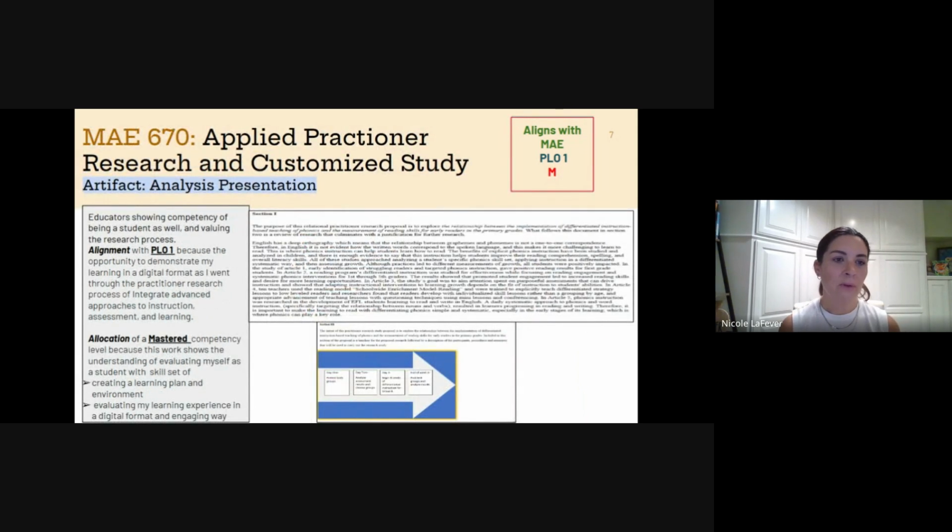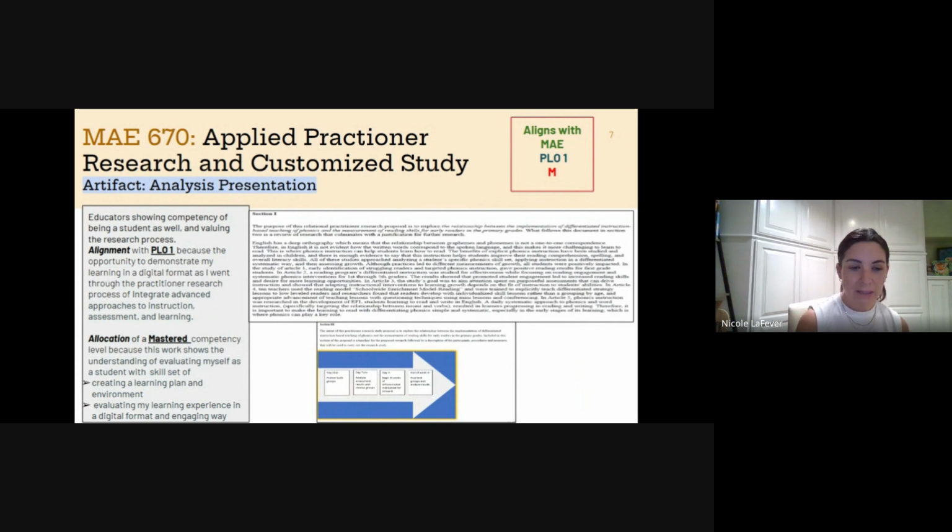Another PLO1 example was from MAE 670, Applied Practitioner Research and Customized Study. The analysis presentation is with a goal in mind that we show competency of being a student, not just educators and being able to teach it, but us continuing our learning and valuing the research process. I aligned it with PLO1 because I have the opportunity to demonstrate my learning through a digital format, and demonstrate, through a practitioner research process, that integrates advanced approaches to instruction, assessment, and learning.